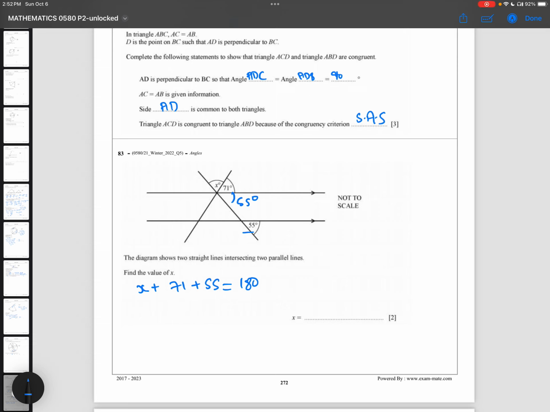Now let's add 71 and 55. We get 126. This 126 will be subtracted from 180. I will be getting 54.